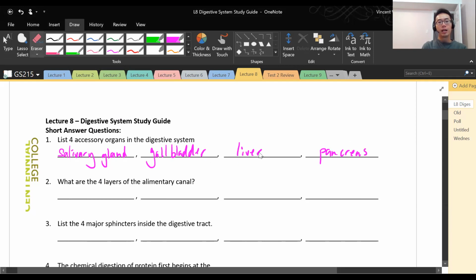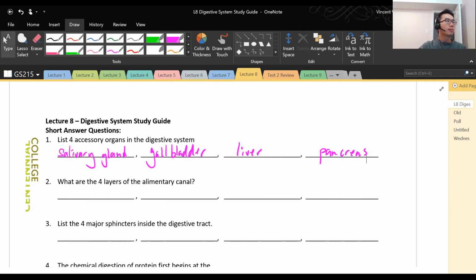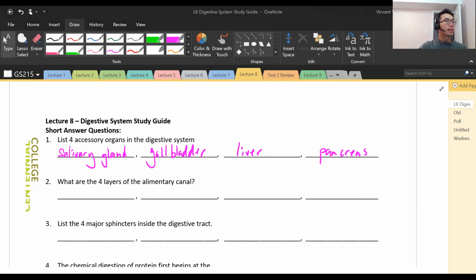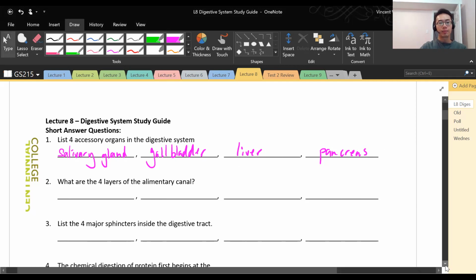Okay, so liver produces bile, for example, and it's stored in the gallbladder, which would then get secreted into the small intestine, the duodenum. Same thing for the pancreas. It makes the secretions into the duodenum through the pancreatic duct. So the food does not enter the accessory organs, but these accessory organs are important for the process of digestion.